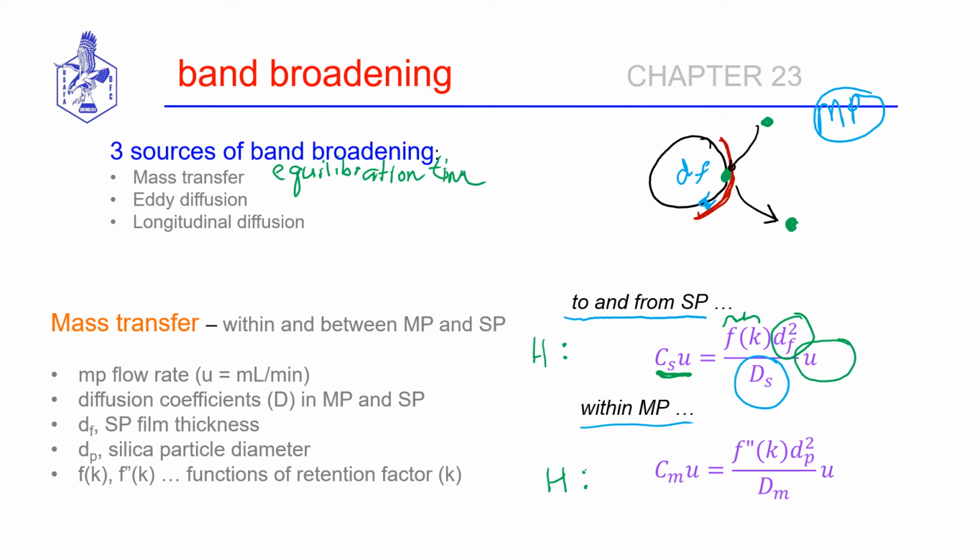In a similar fashion, the contribution for mass transfer within the mobile phase is the equation below. There is a dependence once again on some function of the capacity factor. This one is directly proportional to the square of the particle diameter, once again an important parameter. And in the denominator is the diffusion coefficient of our particular species within the mobile phase. And this parameter is directly proportional, once again, to the flow rate of our mobile phase.